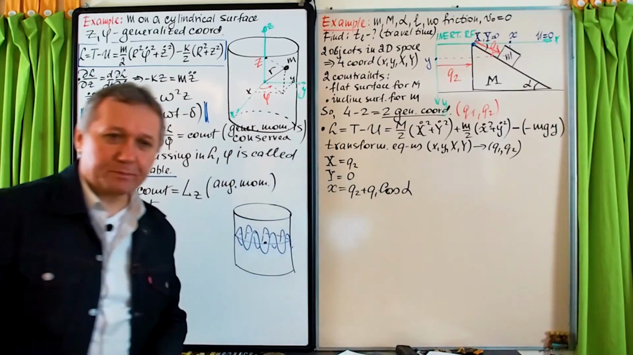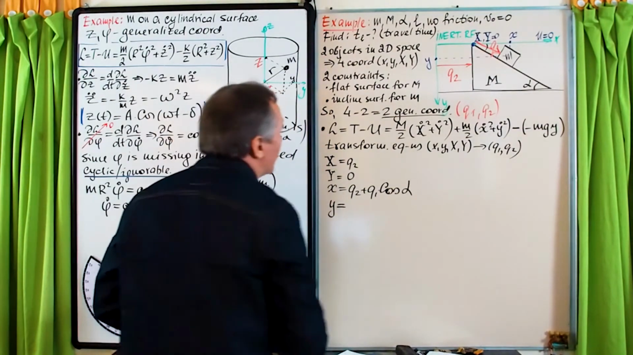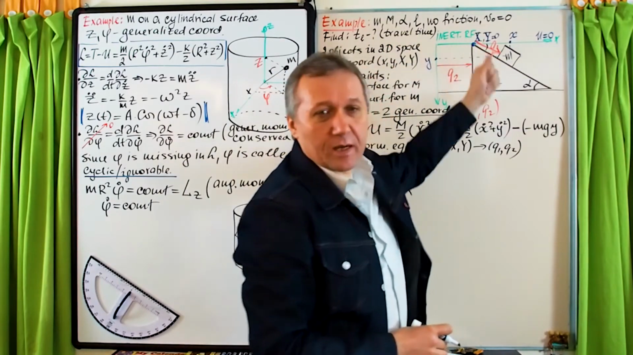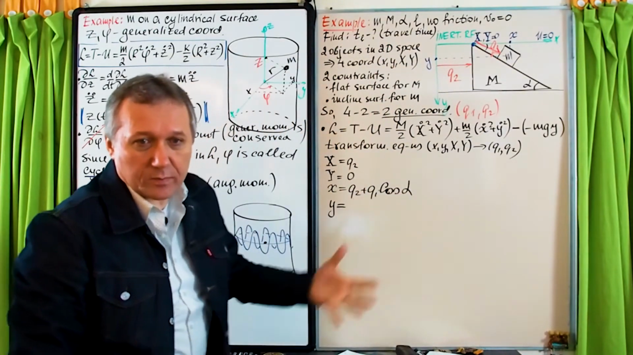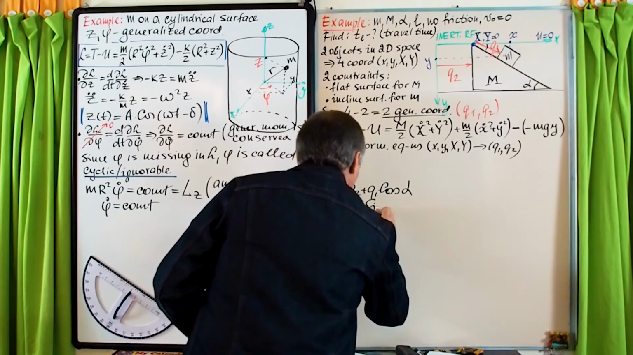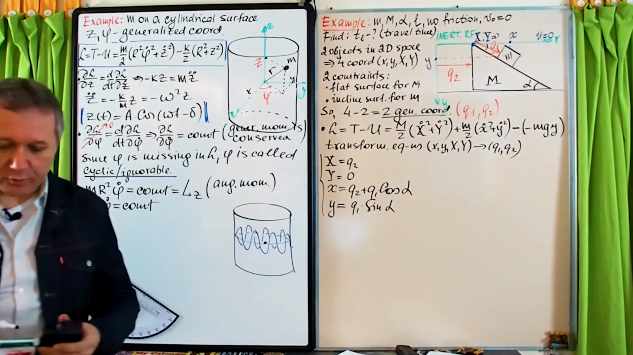Yeah, of course. So now y small, it's easier. It will be just Q1 times sine alpha. This is just simple geometry. Q1 times sine alpha. So these are our transformation equations.